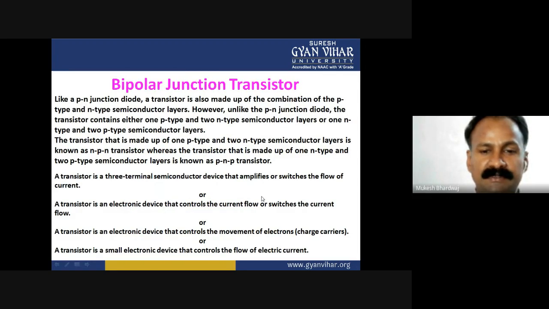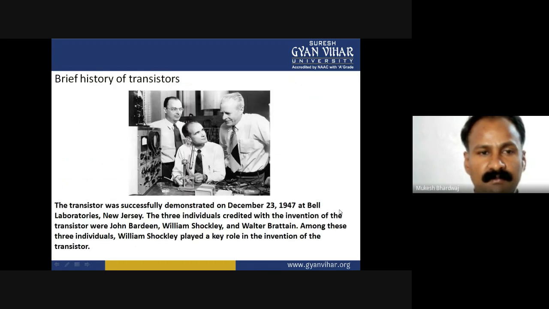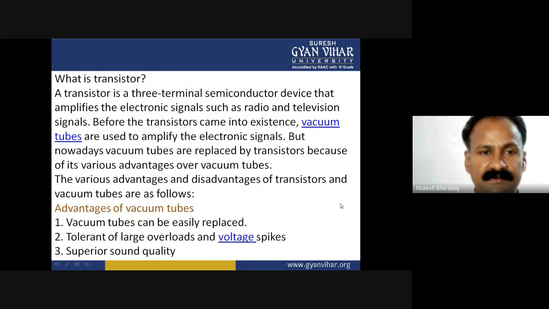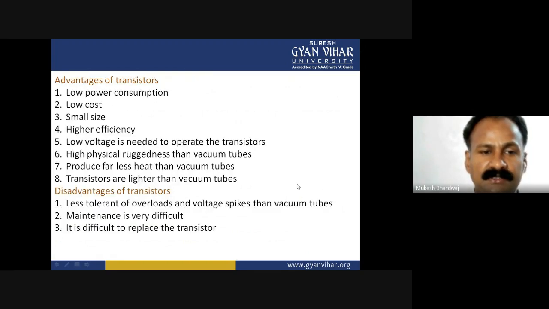Bipolar junction transistor, this is the basic definition we had covered. The symbolic representation of transistors, NPN and PNP. Brief history about the transistors. What do you mean by the transistors? What are the disadvantages of vacuum tubes? Earlier to the transistors, vacuum tubes were used as an electronic device for a specific purpose. But after the invention of the transistor, vacuum tubes were replaced, and these are some disadvantages of the vacuum tubes. Advantages of the transistors, and there are some disadvantages of the transistor also, which we had discussed.